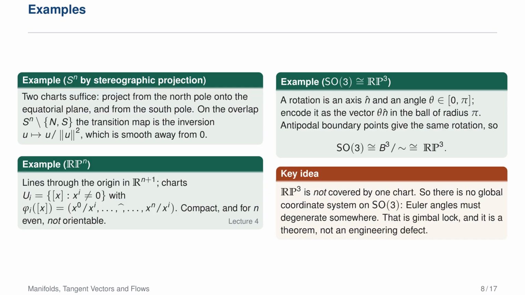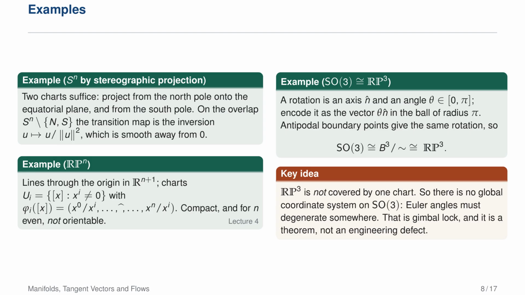3 examples. The N sphere needs only 2 charts. Project from the North Pole onto the equatorial plane, and then from the South Pole. On the overlap, the transition map is the inversion sending u to u divided by the squared norm of u, which is smooth away from the origin. Real projective N space is the set of lines through the origin in R^(N+1). There is 1 chart for each index i covering the lines where the i-th coordinate is non-zero. There you divide the other coordinates by the i-th. Real projective space is compact, and for N even, it is not orientable. That matters in Lecture 4.